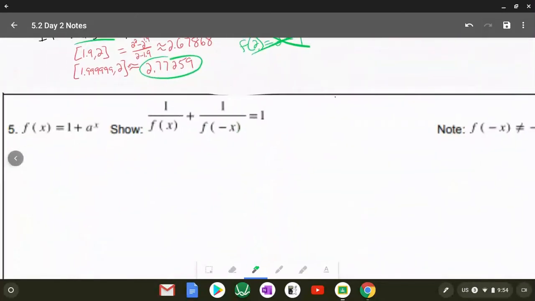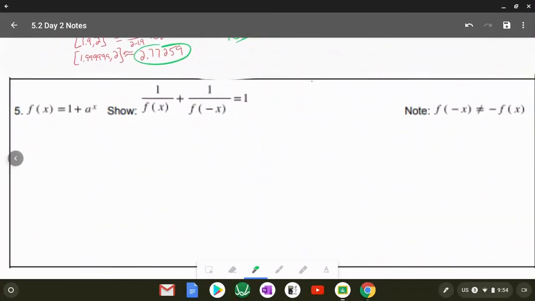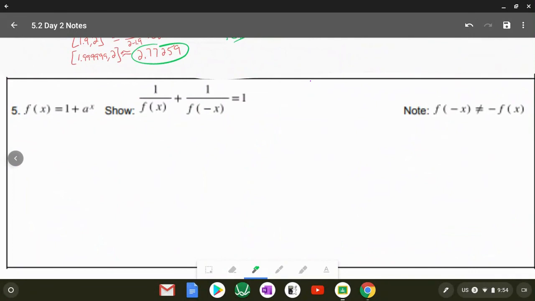Looking down at the last problem here, number 5, it says we're showing for that function 1 plus a to the x, show that 1 over f of x plus 1 over f of negative x equals 1. Just remember that this property is true. If I have negative x on the inside as the input, that does not equal negative f of x. Okay, so we got to keep that in mind as we're going through this.